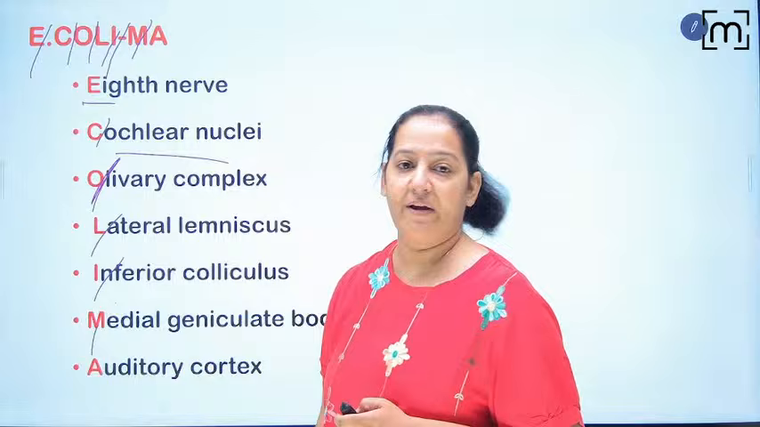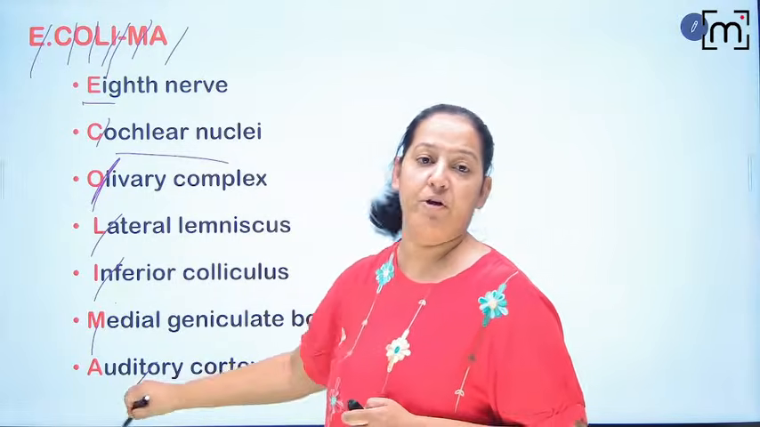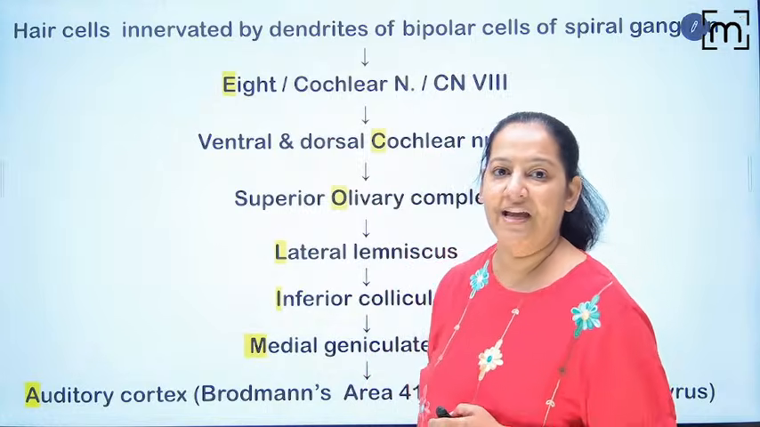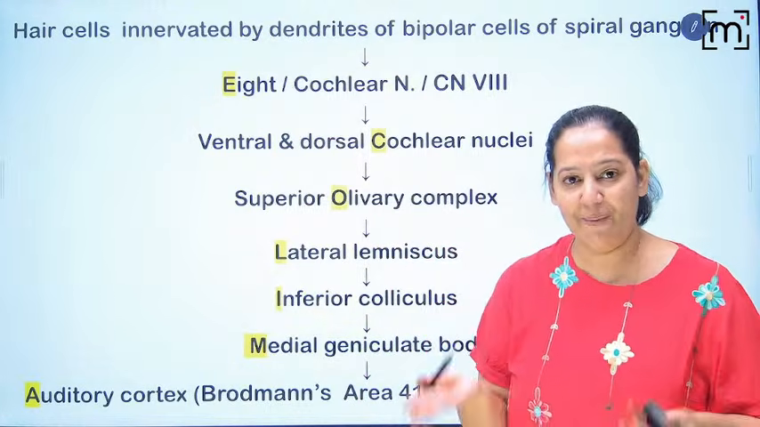M is medial geniculate body. And A is auditory complex. That is area 41, Brodmann's area 41. Now, can you mark E-colima over here in this flow chart? What is E-colima?